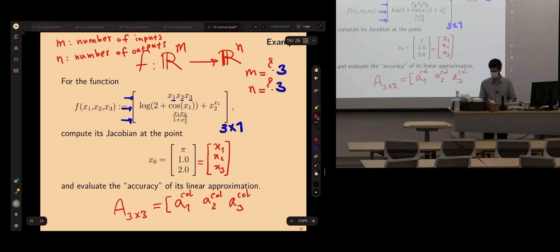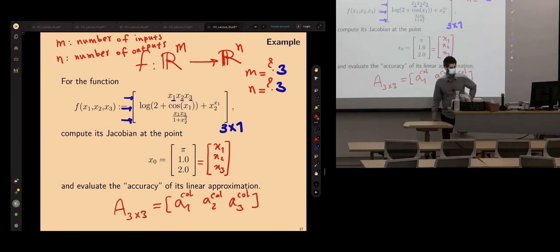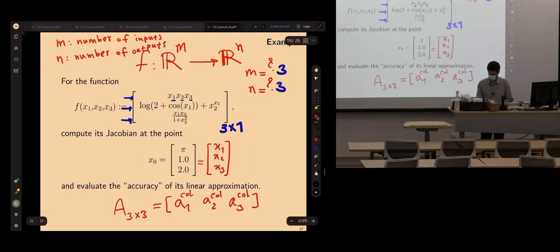What's the meaning of each column? The first one is the rate of change in the e1 direction, the second is the rate of change in e2, and the third is e3. Right, exactly. The first one is the rate of change along the standard basis vector e1, and we consider that for x1, because the input is x1, x2, x3. And if you remember, we can write x as a sum of x_i e_i.